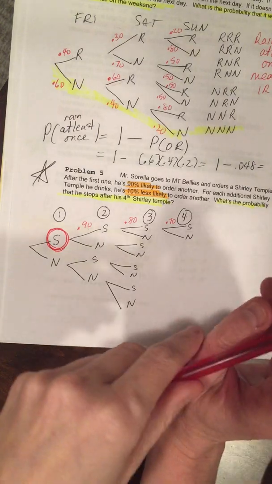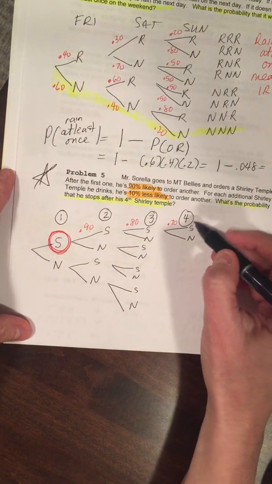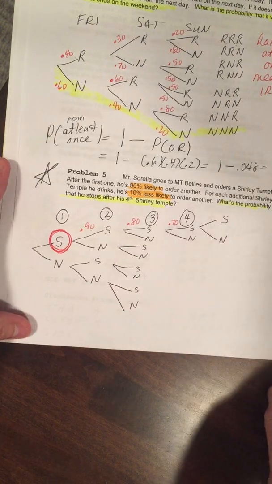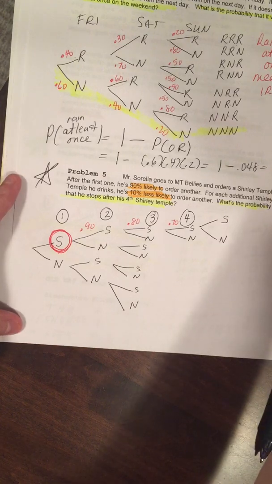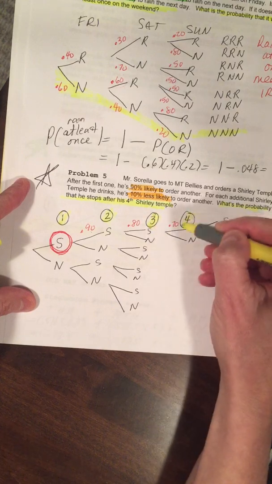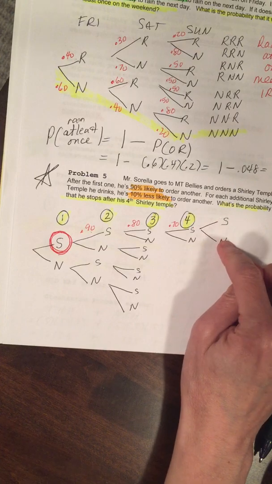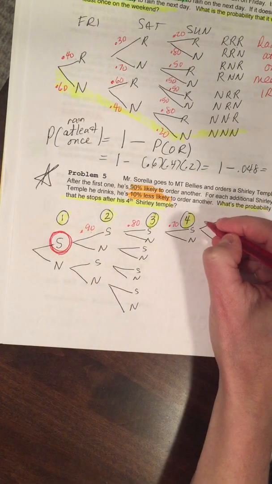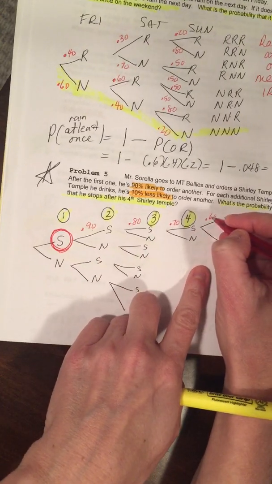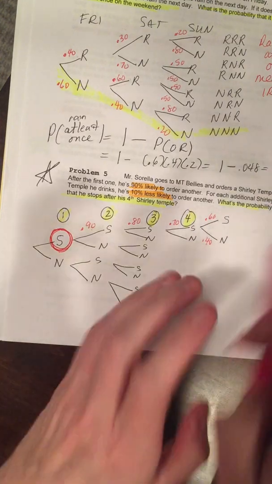What is the probability that he stops after consuming the 4th Shirley? So here's Shirley number 1, number 2, number 3, and number 4. This would be the next Shirley, but he's stopping. So hold on, 10% less likely, that would make it a 60 and a 40. Bear with me.